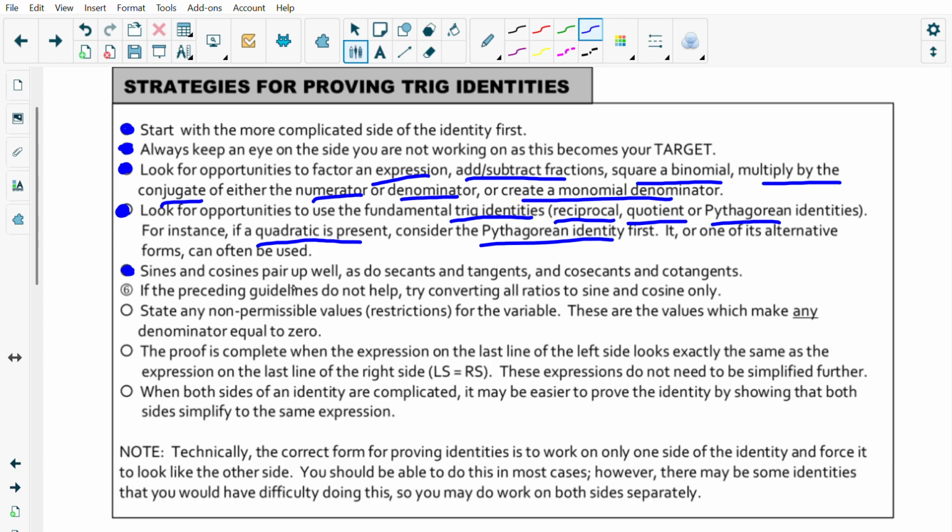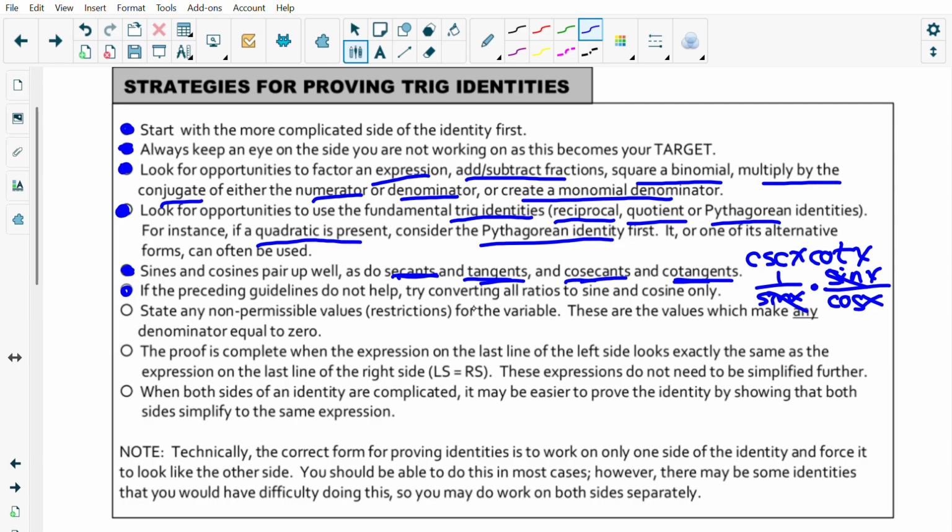Sines and cosines pair up well, as do secants and tangents, and cosecants and cotangents, because you'll have terms like cosecant of x, cotangent of x. Well, that's 1 over sine of x, times cosine of x over sine of x, and you'll get terms that divide out to 1. This is why they pair up nicely. Okay, so keep these pairings in mind.